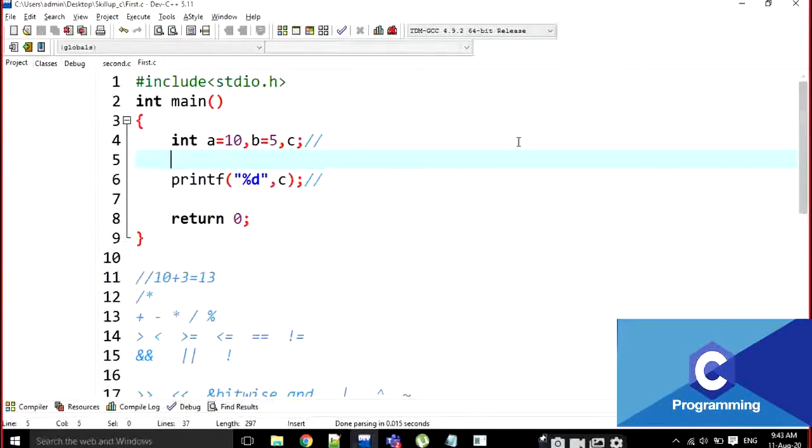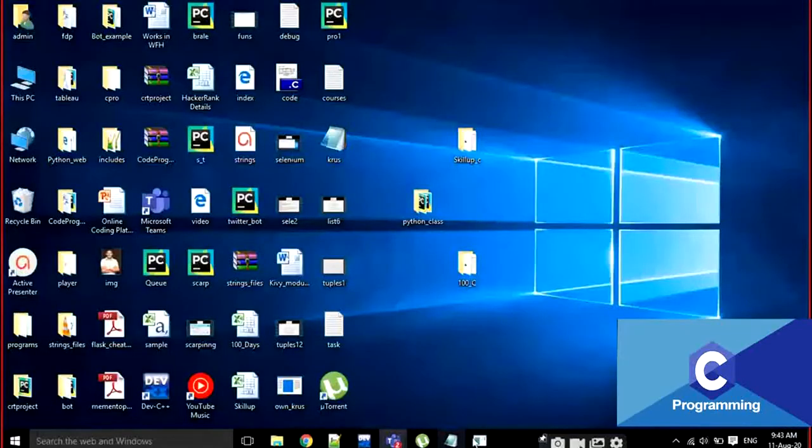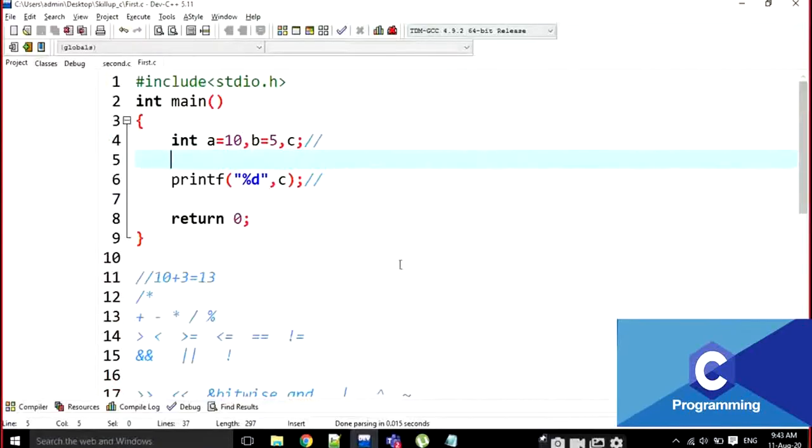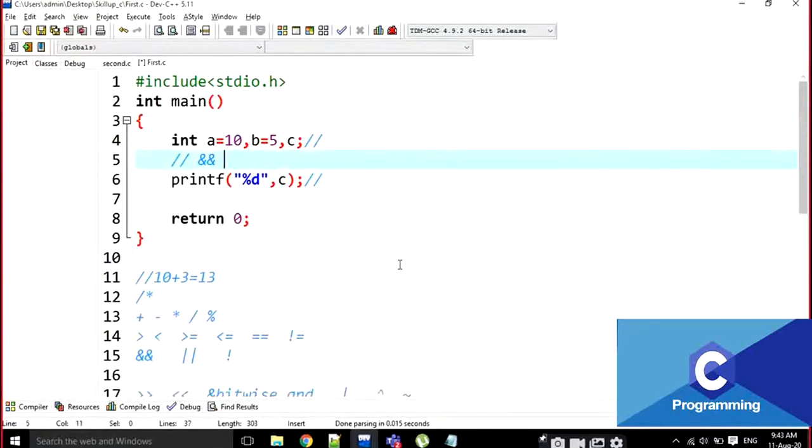How many logical operators are there? Only three: logical and, logical or, logical not. The three operators are double ampersand, which is the logical and, double pipe symbol, which is the logical or, and the not symbol. Okay, these three are the logical operators. How are they going to work?